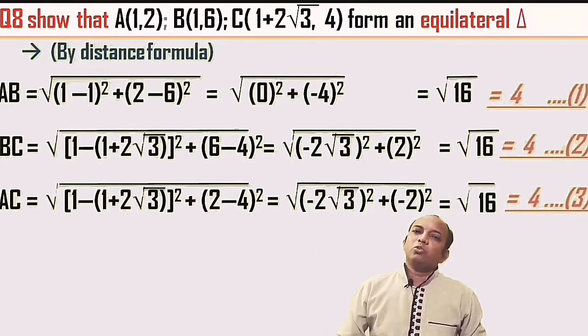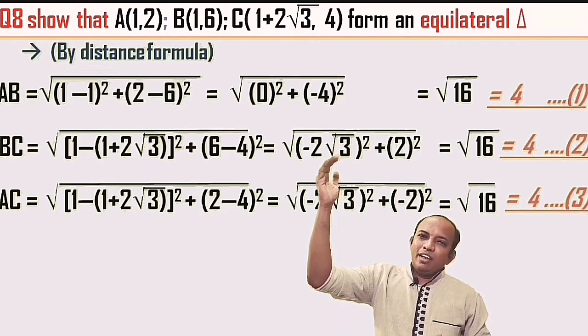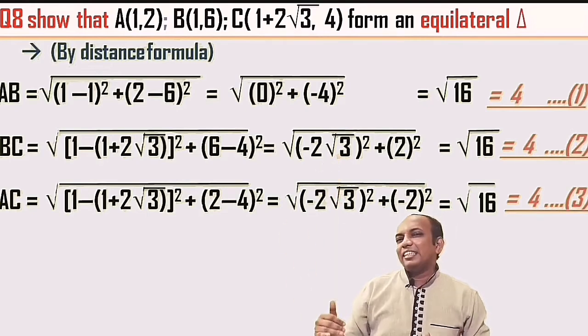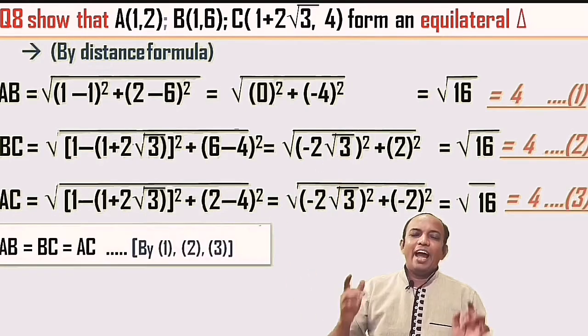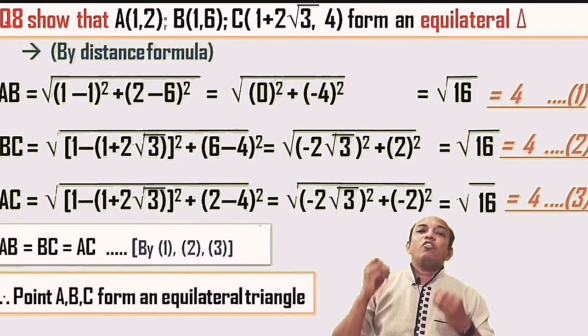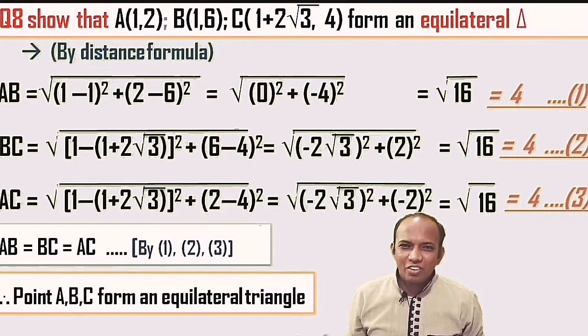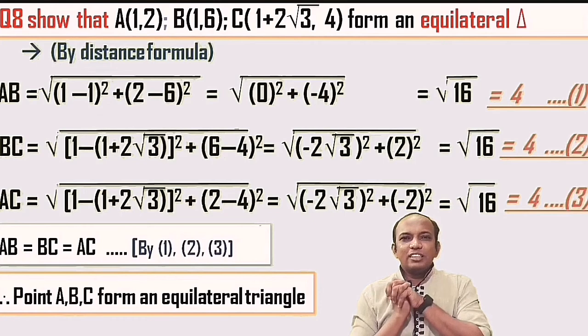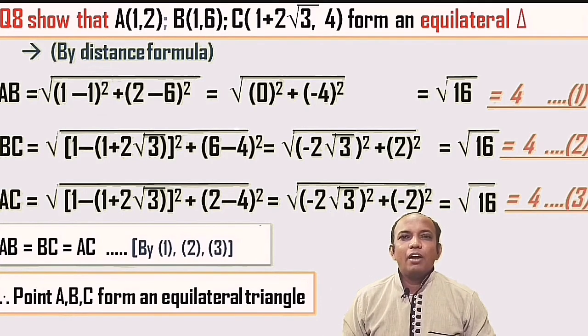So by checking 1 to 3, we come to know that every side, that is AB, BC and AC, is equal in length. And as all sides are equal in length, we can say these points form an equilateral triangle, and bang, we have proved it. So boys and girls, it's enough for today.